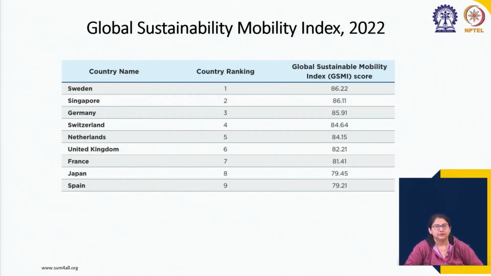each goal. With respect to the Global Sustainability Mobility Index 2022, these are the rankings of the nations, and in here of course we see that the overall index score is varying between 80 to 86.22 in terms of the first top 7 countries. India's rank in terms of the Global Sustainability Mobility Index is 85.